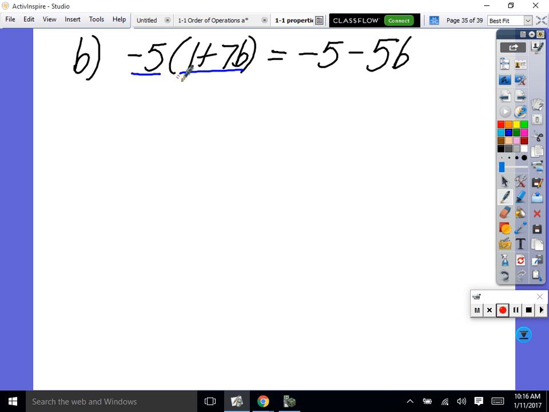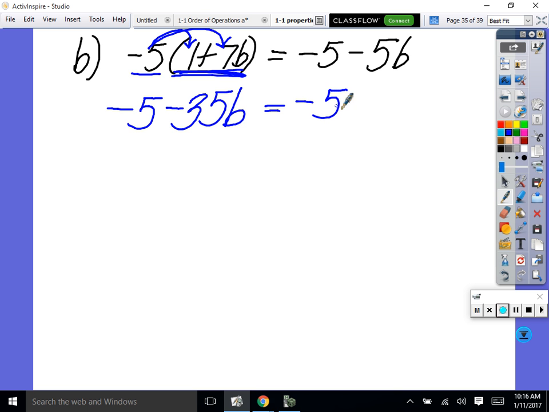Multiplication. So it's negative 5 times all that stuff. So we're going to distribute. Negative 5 times 1 is negative 5. Negative 5 times positive 7b is negative 35 b's, correct? Negative 5 times 7b is negative 35 b's. That's equal to negative 5 minus 35b.